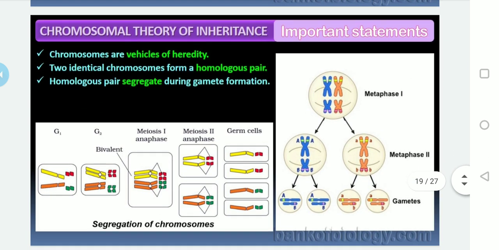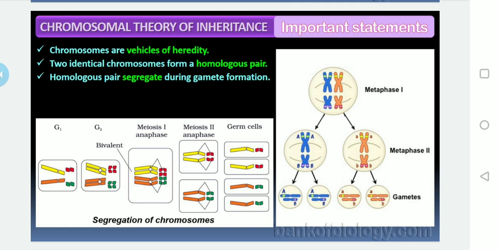And I said, what will happen? The chromosomes are vehicles of heredity, and two identical chromosomes form a homologous pair. The homologous pairs segregate during gamete formation. Let me explain briefly the important points of the chromosomal theory of inheritance. It was given by Sutton and Boveri. The Mendelian genes are located on chromosomes, isn't it? And it is the chromosomes which segregate and assort independently, isn't it?